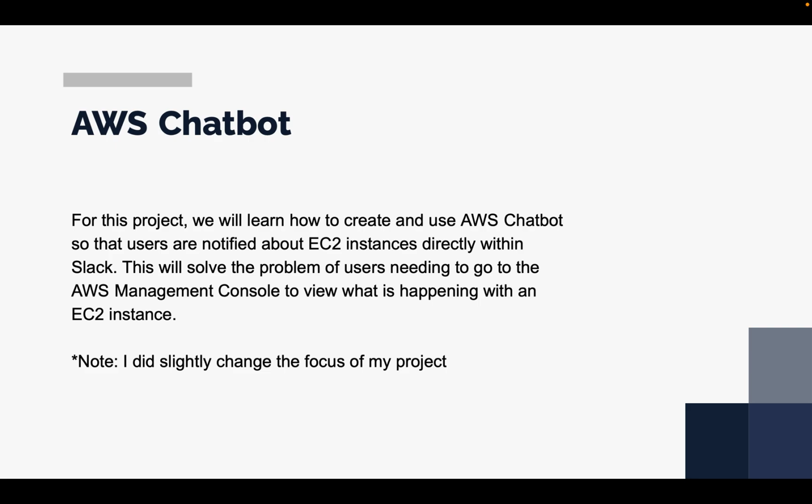Please note, I did slightly change the focus of my project. I intended to have what would happen after you received the notification from Slack. From there, you could send a command, like to stop the instance, for example, just from Slack directly. But I wasn't able to do that due to Lambda issues and security issues, but I was able to do my project and get AWS Chatbot set up.